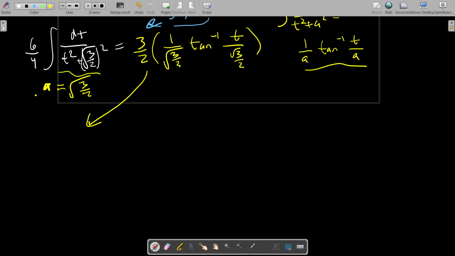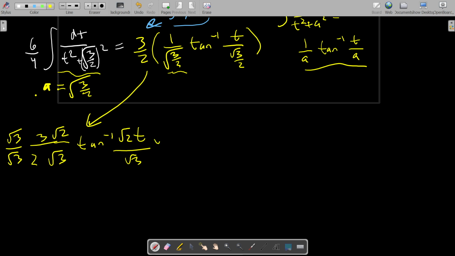What I'm going to do, because we have this fraction in the denominator, I'm going to flip it around. So we can rewrite this as 3 square root of 2 over square root of 3 tan inverse. And we'll do the same thing here, and write this like this. And then I think, can I do anything else? Yeah, let's multiply this by square root of 3 over square root of 3, and we'll do the same here.